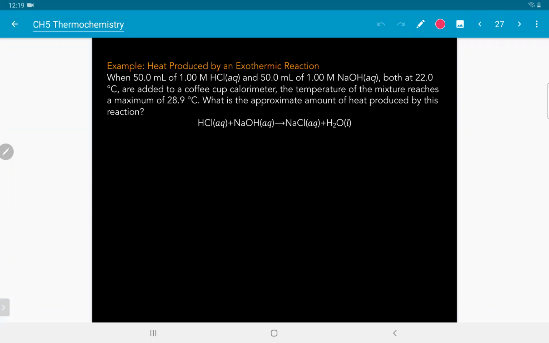Okay, so here's our example. Heat produced by an exothermic reaction. Exothermic, you already know, it's going to release heat because that's what exothermic means. When 50 milliliters of 1 molar hydrochloric acid and 50 milliliters of 1 molar sodium hydroxide, both originally at 22 degrees Celsius, are added to a coffee cup calorimeter, the temperature of the mixture reaches a maximum of 28.9 degrees Celsius. What is the approximate amount of heat produced by this reaction?